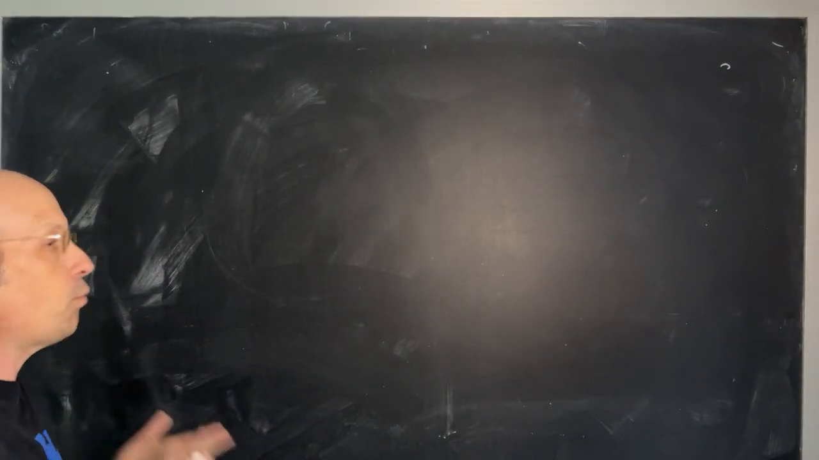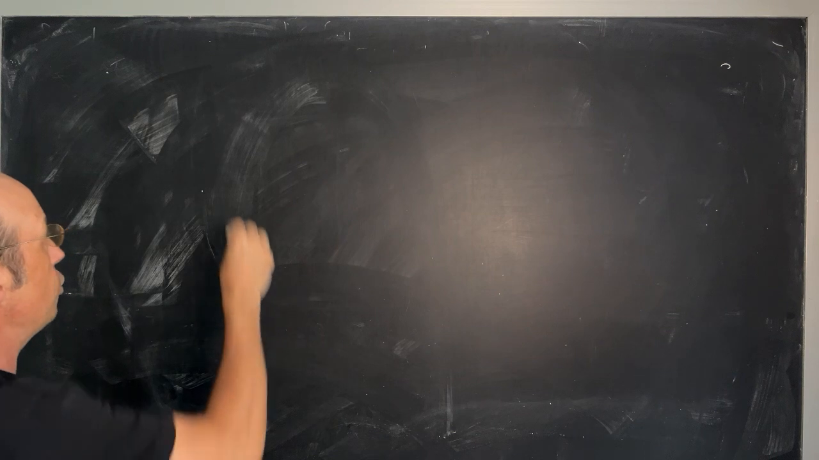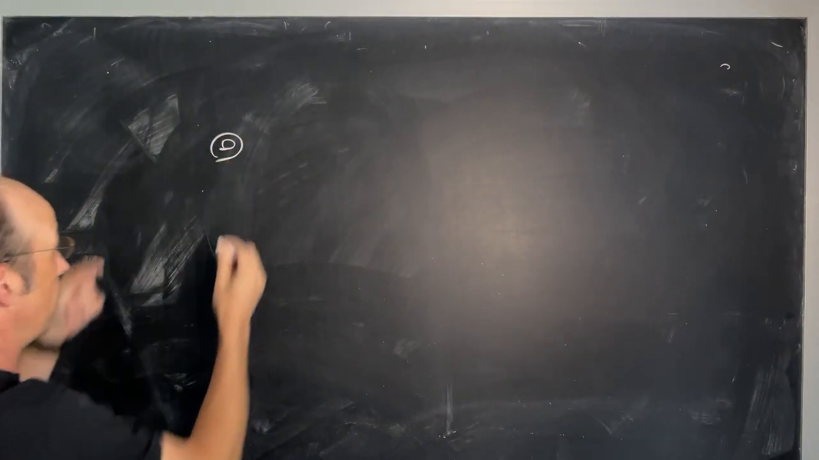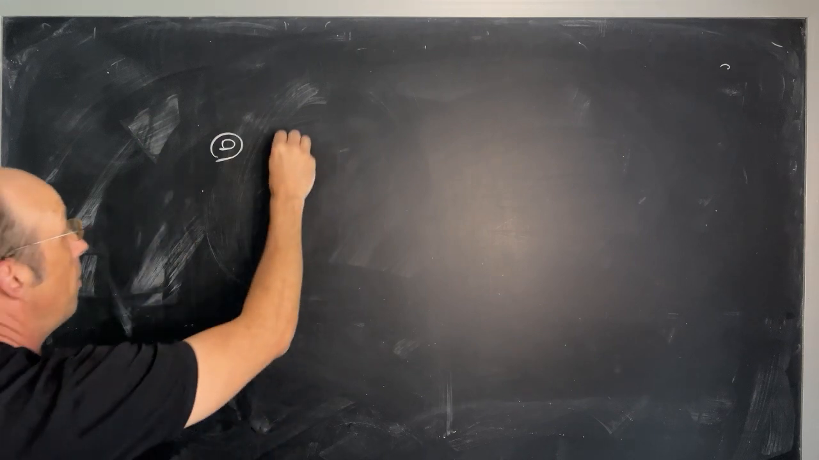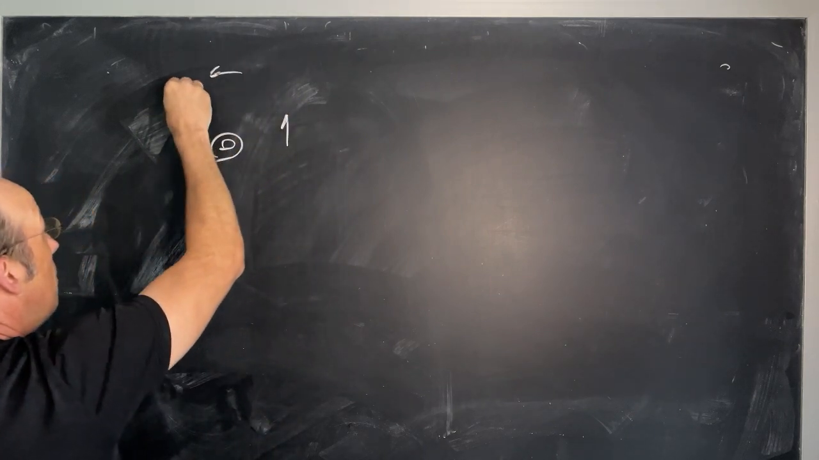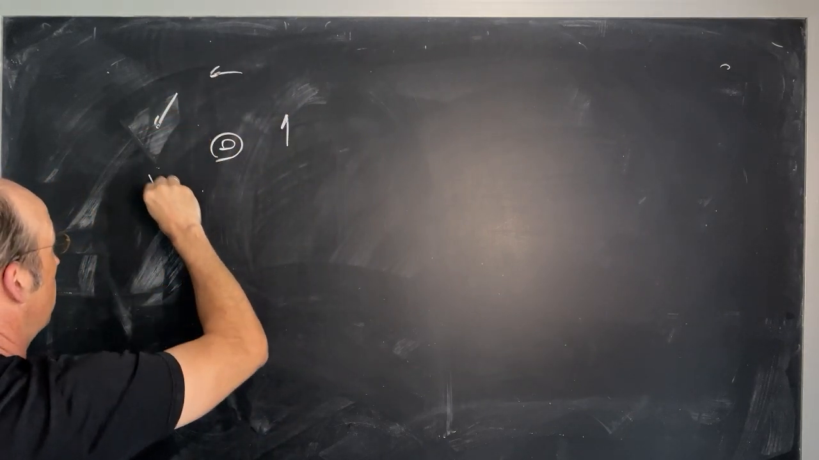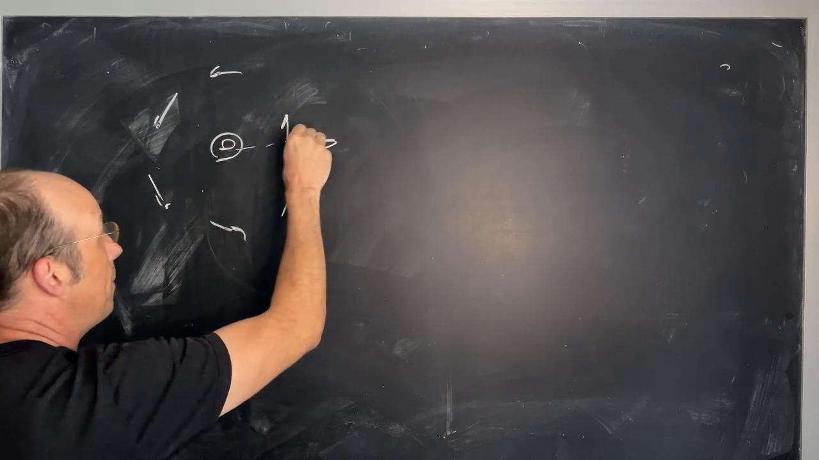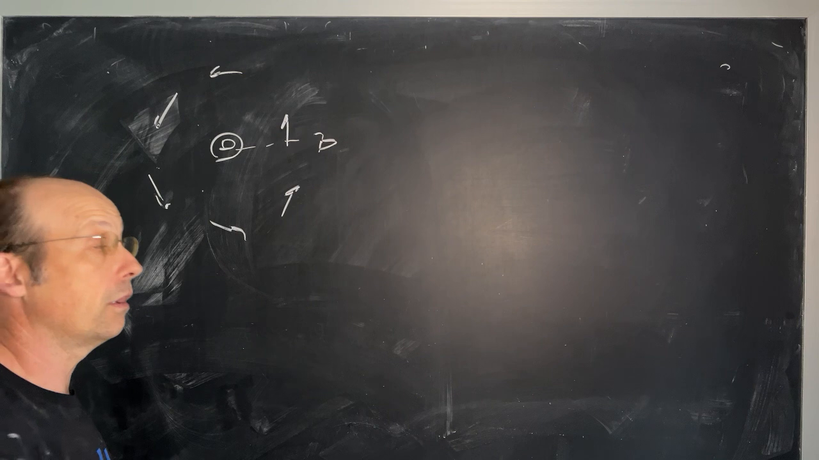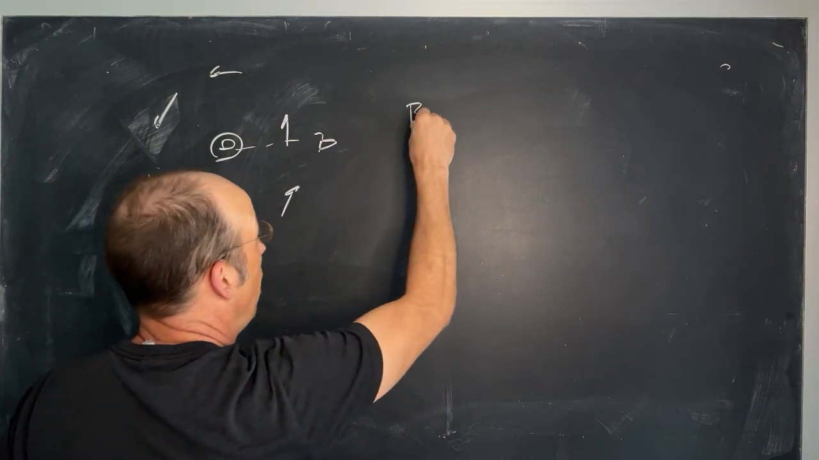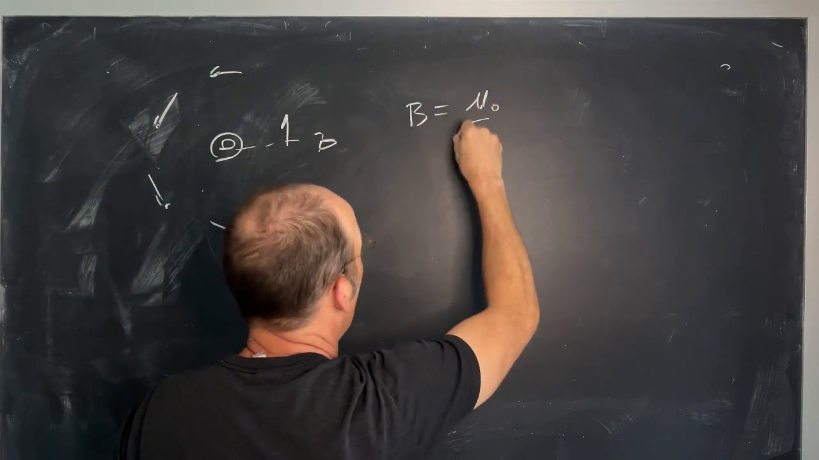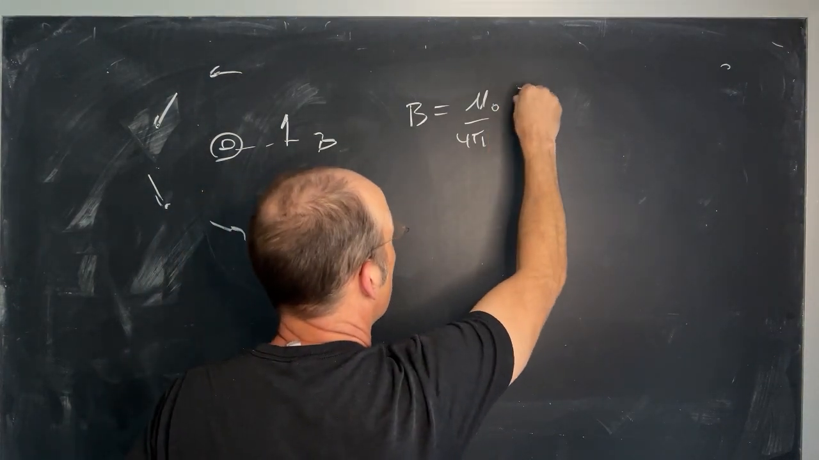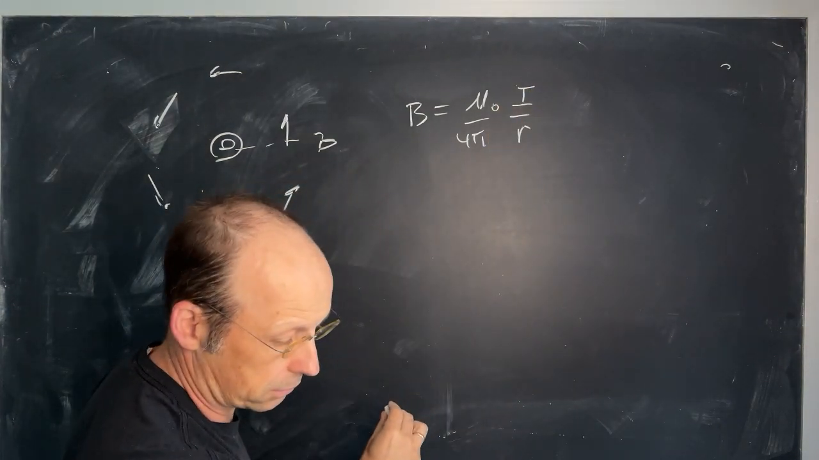The easiest way to find it, there's a lot of ways to do this, but in general, if I have a wire, I'm going to draw the current coming out of the board. It's going to make a magnetic field that makes a circular pattern. And the further away you get from the wire, the smaller the magnetic field. We can calculate that as mu naught over 4 pi, what is it? I over R. No, it's 2 pi.